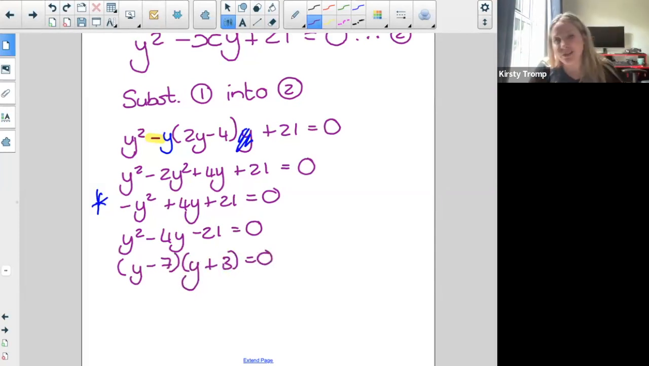Guys, if you're still struggling to find your factors for a quadratic like this, please don't stress. Loads of people still struggle with finding their factors, okay? It's nothing to be worried about. You just need to keep practicing, okay?